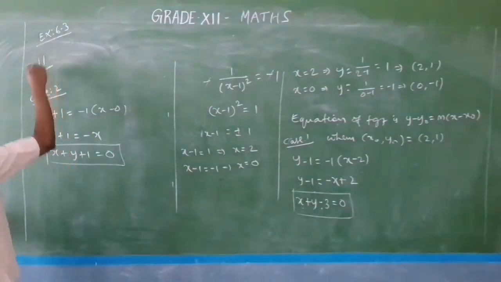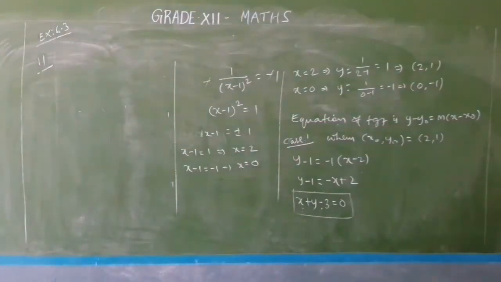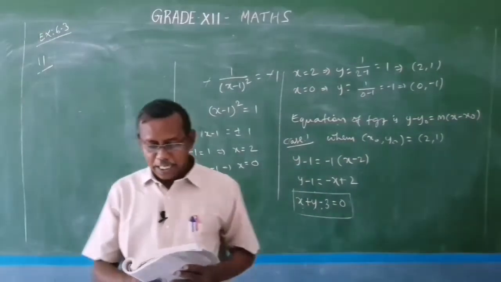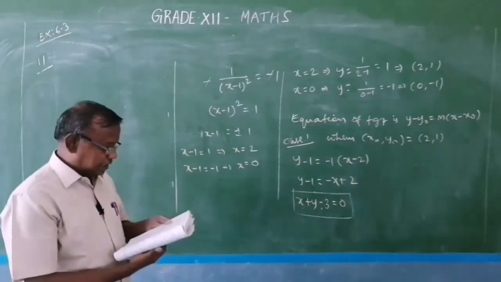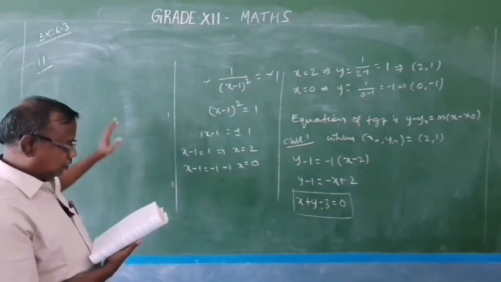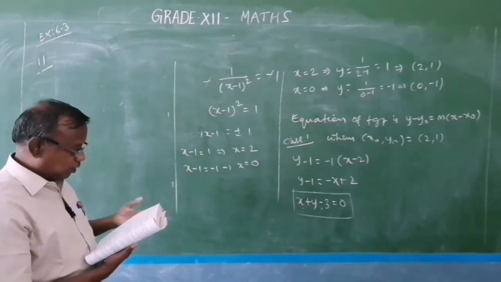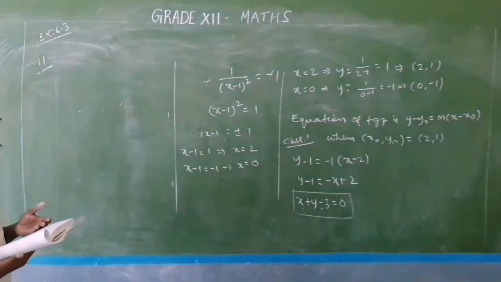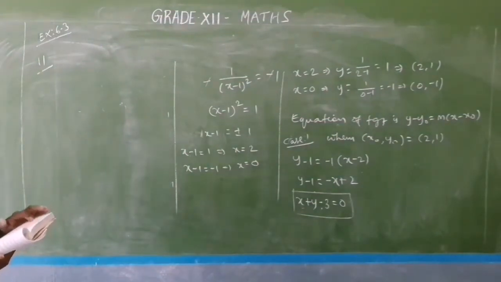Now, let us verify question number 11. In question number 11, find the equations of all lines having slope 2. It can be easily solved by you using the same method given in the 10th. You are given the slope m equal to 2 and another curve y equal to 1 by x minus 3. Instead of 1 by x minus 1, they have given 1 by x minus 3. So, using the same method, you can solve this problem. So, 11th is your homework.